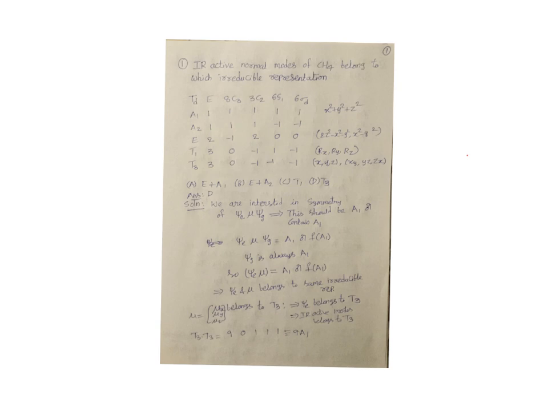So the question is, IR active normal modes of methane belong to which irreducible representation? As we know, methane belongs to the tetrahedral point group and the character table is given. Now we want to identify IR active normal modes. As I have discussed in the previous two classes, our main interest is the symmetry of the function psi e mu psi g. So we need to investigate what is the symmetry of this function.